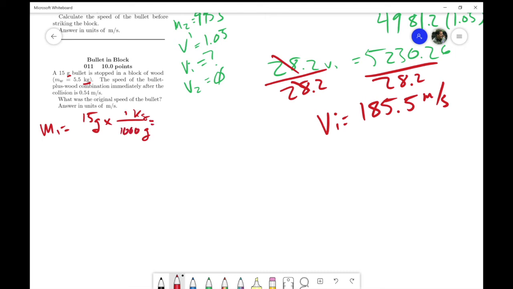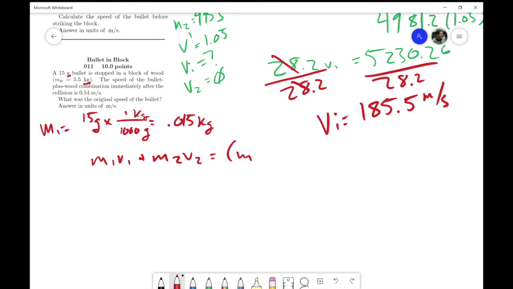There's 1 kilogram in 1,000 grams. And again, you always put a 1 next to what's biggest and then put the number underneath. So I end up with 0.015 kilograms for M1 now. And M2 is just whatever it was, 5.5 kilograms. All right, so then I know it's still inelastic.